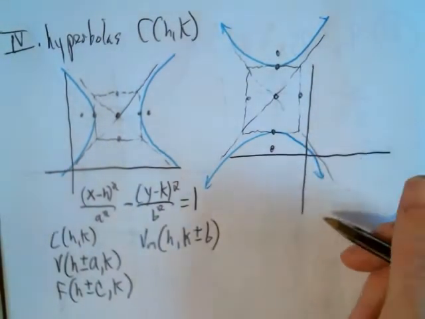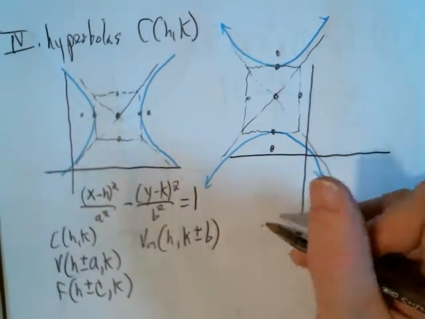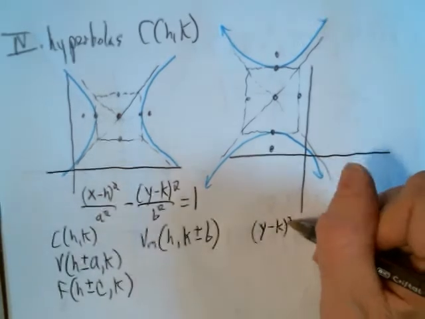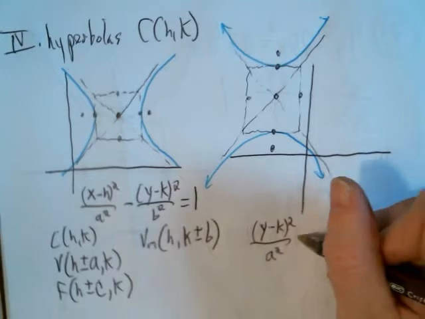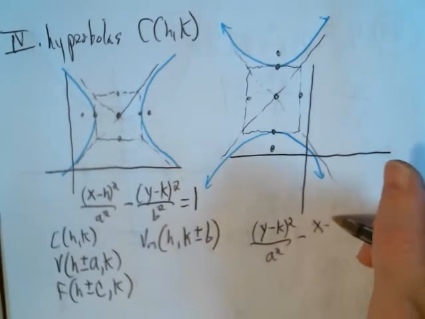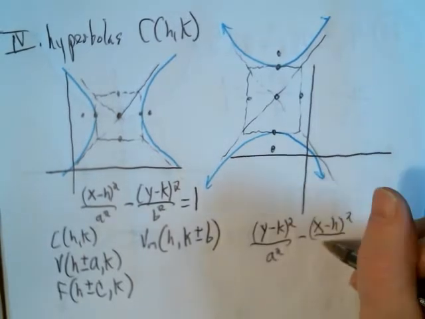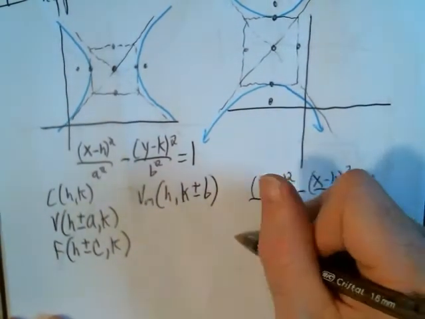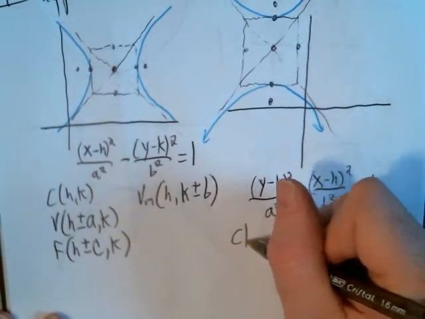So our formula this time, the a will go with the positive, with the y term. Okay, so y minus k squared all over a squared, and then minus x minus h squared all over b squared, and then that'll equal 1. Okay. So for the center, again, it's h comma k.